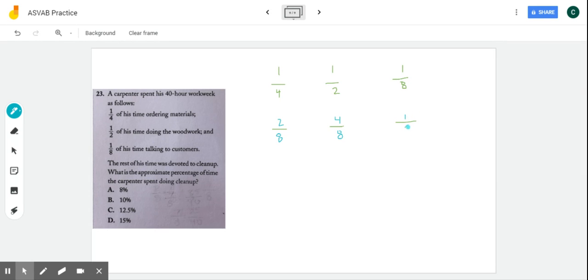So if we add all those up, the denominator stays the same. We add the numerators. 2, 4, and 1 gives us 7 out of 8.